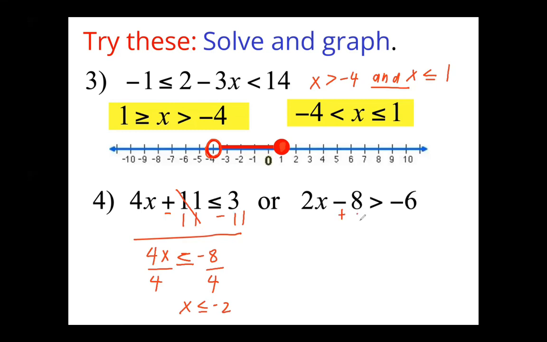We're going to do the same thing for the other inequality. So add 8 to both sides to undo subtraction. -6 plus 8 would be +2. Then you have 2x is greater than 2. Divide both sides by 2. That would be x is greater than 1. So your final inequality is x is less than or equal to -2, or x is greater than 1.